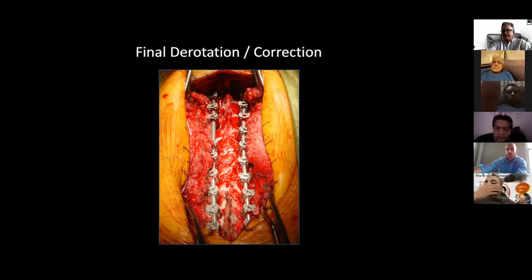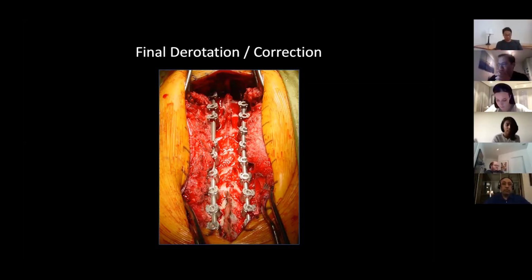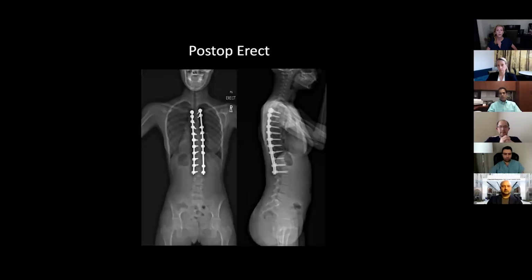This allows you to save levels. It avoids having to do a thoracoplasty, and it really keeps the patient well aligned for the future and keeps the lumbar spine protected from the aging process and hopefully avoiding a second surgery well into adulthood.